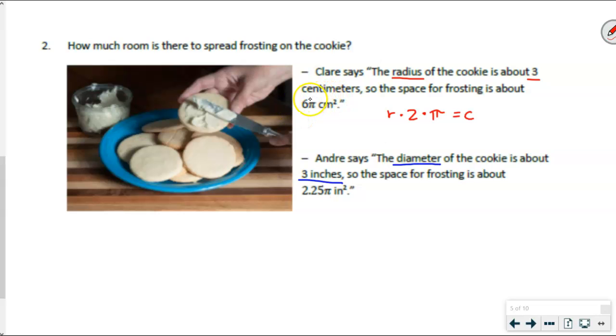Yes, that is true. That is a good point. She did correctly use the units of measure. She knew I'm finding the area, so I know it's going to be centimeters squared, but she didn't correctly find the area. She did r times 2 instead of r squared times pi. So she misused her formulas. What about Andre? What don't you like about Andre's, Carter?